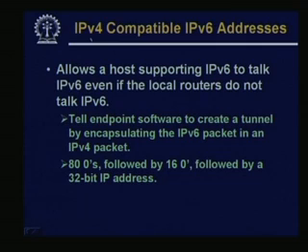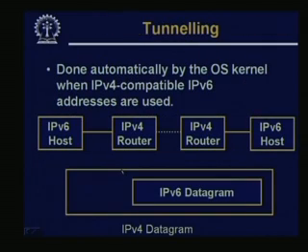After that you can have something called IPv4 compatible IPv6 addresses. Here a host supporting IPv6 can talk IPv6 even if the intermediate routers do not support IPv6. So, this uses tunneling. The IPv6 packet can tunnel through an IPv4 network. Here the convention is that 80 plus 16, that is 96 zeros, are there in the beginning, followed by the IPv4 address, which is 32 bits.